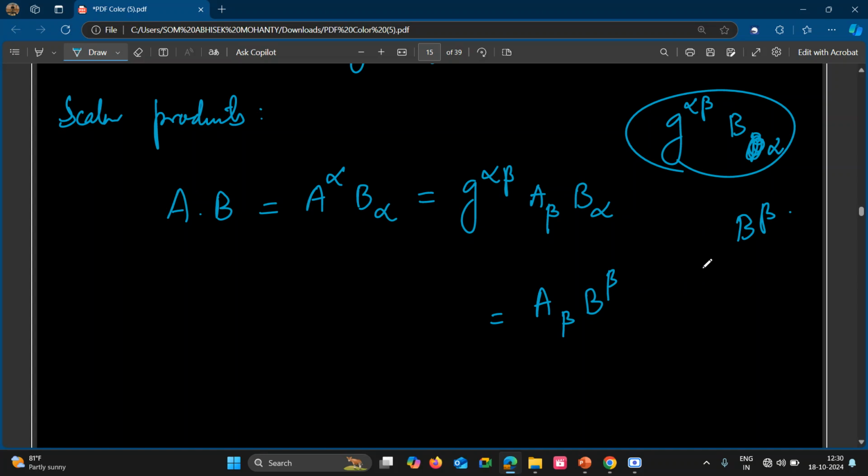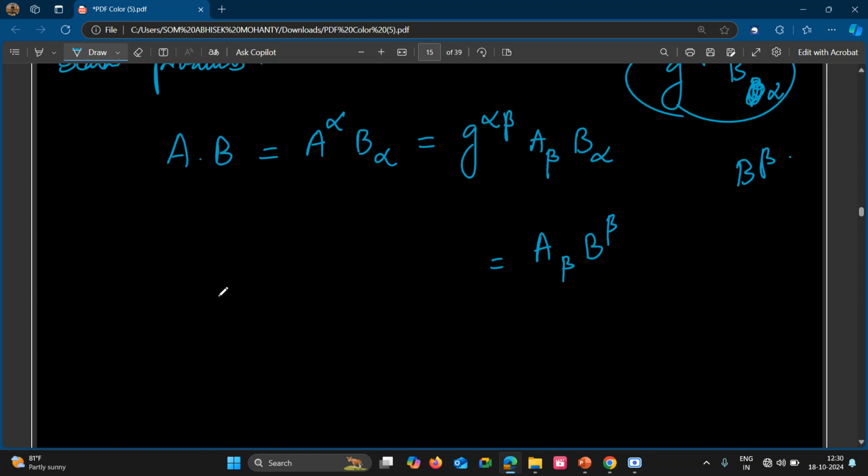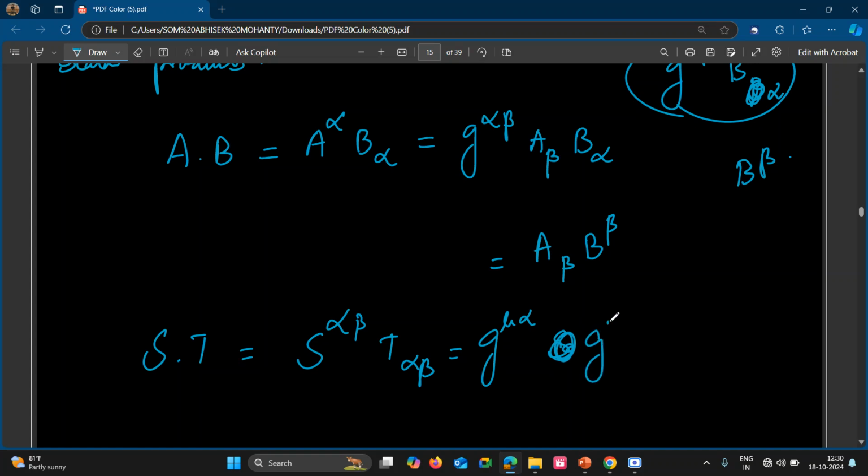All right. Next, suppose I take another example. Suppose S dot T. So A is alpha beta, suppose, and T alpha beta. So let's write for this one. It will be g mu alpha for this. Mu has to be cancelled out. So S, what? Mu, right? Okay, sorry, g mu nu beta.